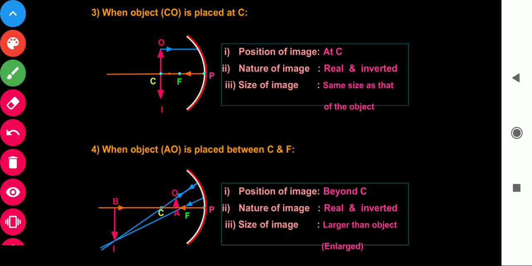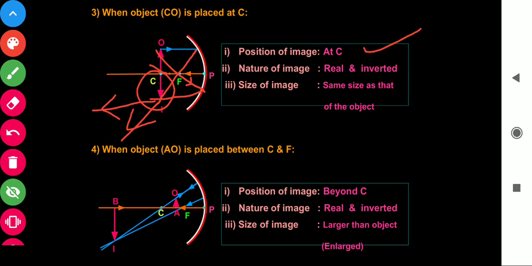Next is at C. This time we have placed the object at C. What will happen? One ray, which always goes parallel, goes through the focus, and that is the reflected ray. The second one we will take from focus. The one that goes from focus will become parallel, and you can very easily see, when you draw with the help of a scale and all, that a same size image is formed at the same point. It means the position at C, real and inverted, size is same.